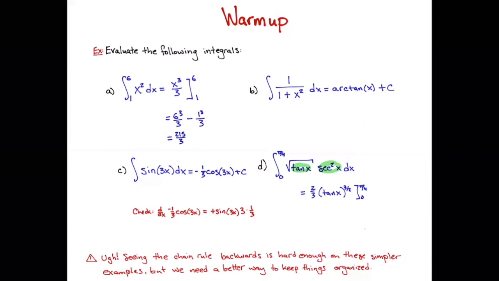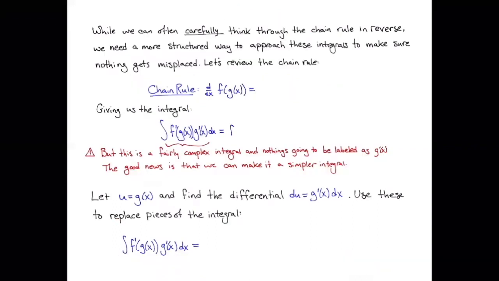But ugh, I don't really want to try to think the chain rule backwards every single time, especially since the chain rule backwards won't always be obvious. How it works won't always be obvious. So we need a better way than just trying to recognize the chain rule at play and trying to think it backwards. So while we can often carefully think through the chain rule inverse, we need a more structured way to approach these integrals to make sure nothing gets misplaced when it gets just a little bit more complicated, right?